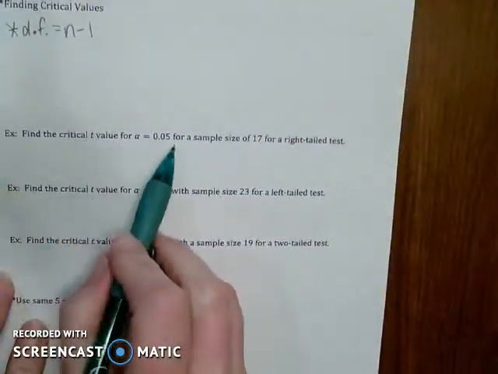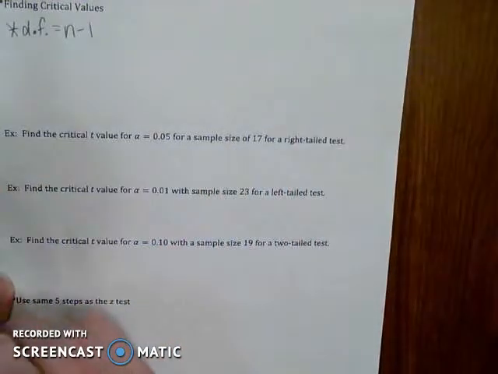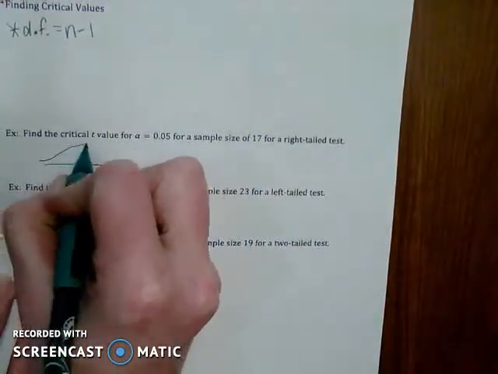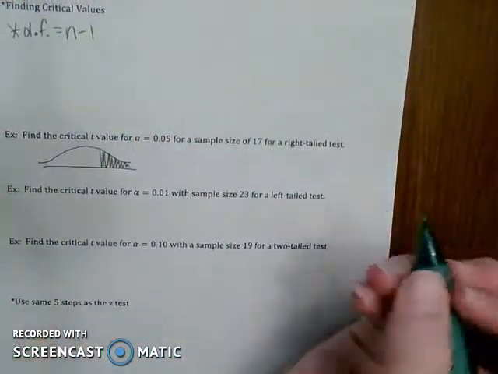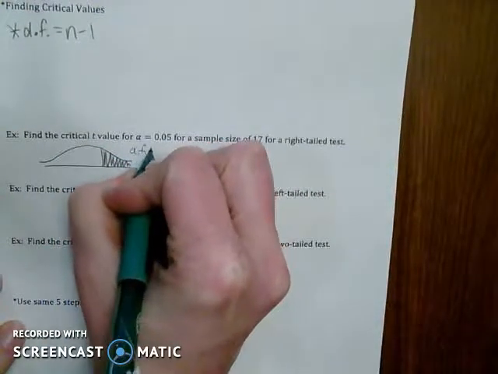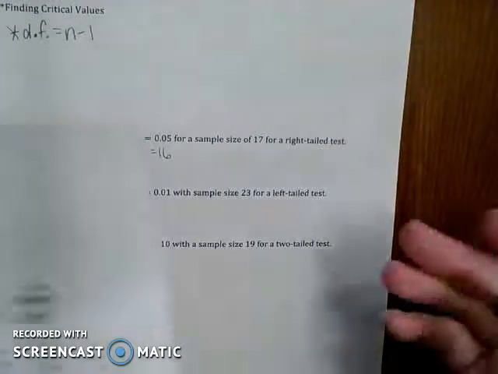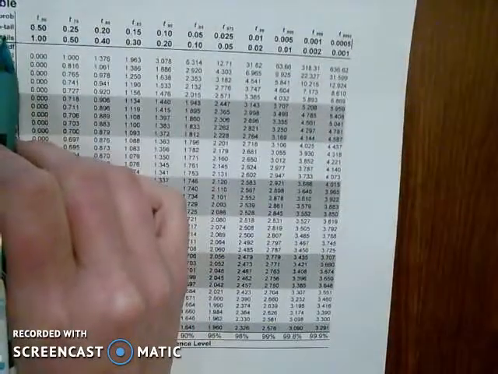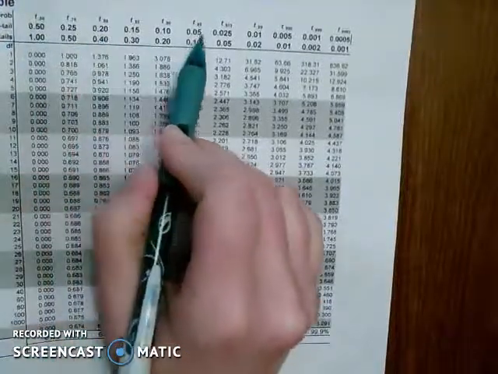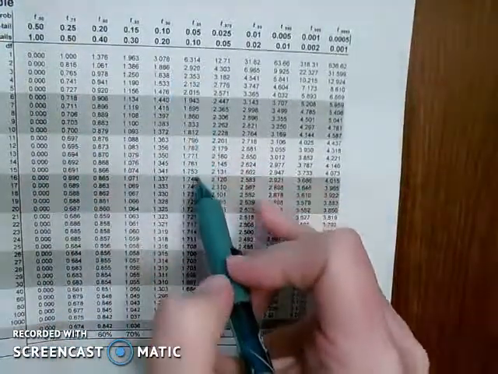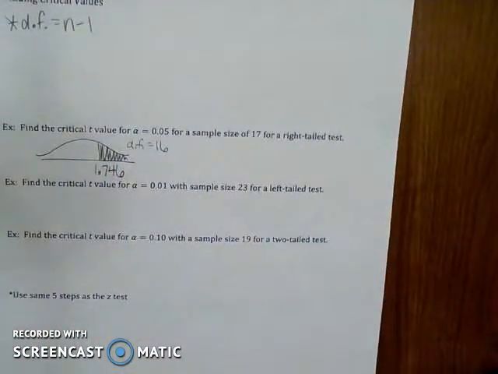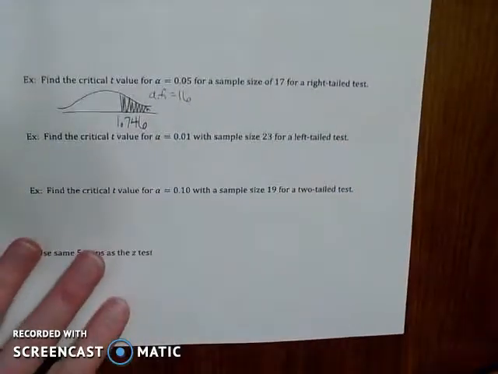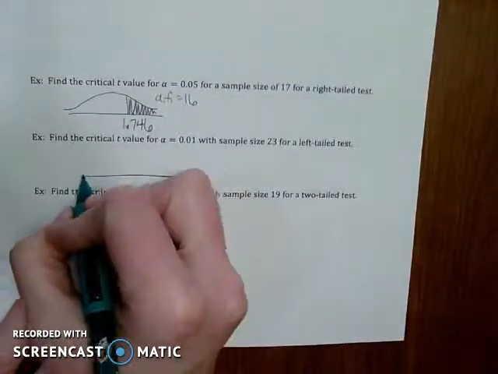Find the critical t-value for alpha equals 0.05, sample size is 17, right-tailed test. So again, some people don't draw it for these just because you don't need to put that up there, but you can if you want. Your degrees of freedom is going to be 16. All right, so what you look at, this is one tail. Since it's a right-tailed test, one tail, 0.05 is going to be here, down to 16 gives us 1.746. Okay, that's the only difference from what we just did in 8.2, is now you have to use this chart instead.